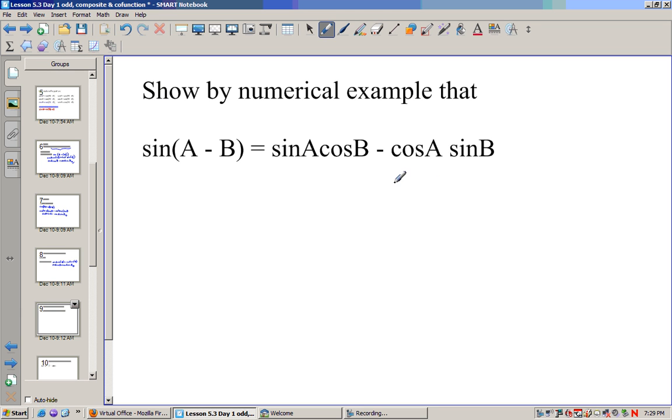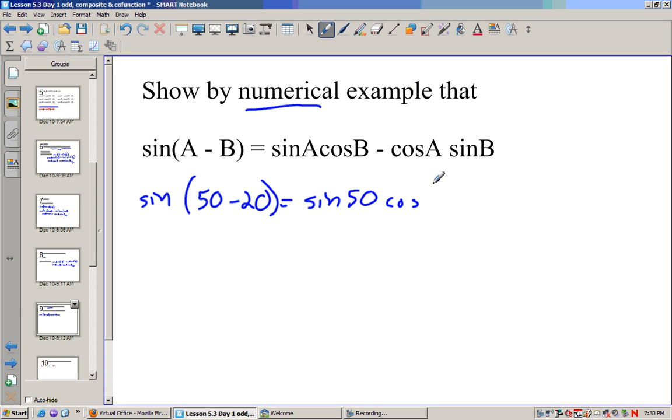Alright, now if I say show by numerical example that this is true, you pick any numbers for A and B. So let's say the sine of 50 minus 20 we want to show is the same as sine of 50 times the cosine of our B, which is 20, minus the cosine of A, which is 50, times the sine of B, which is 20. So this is sine of 30.